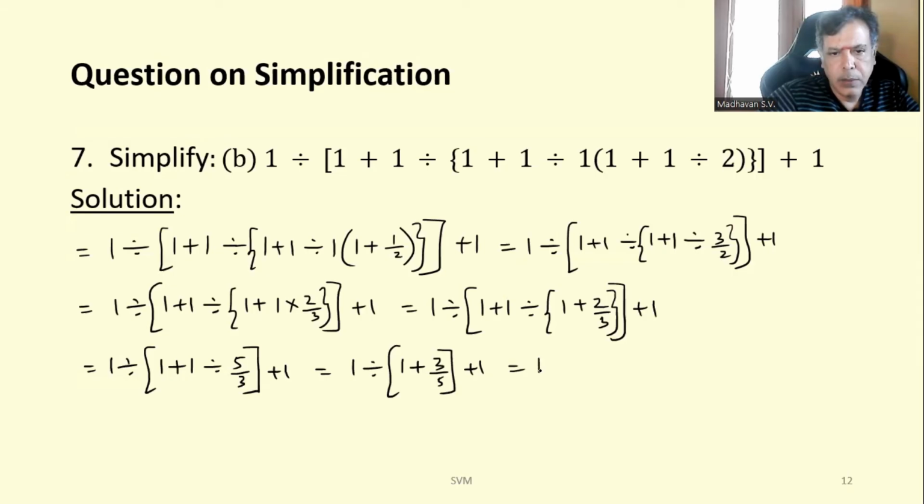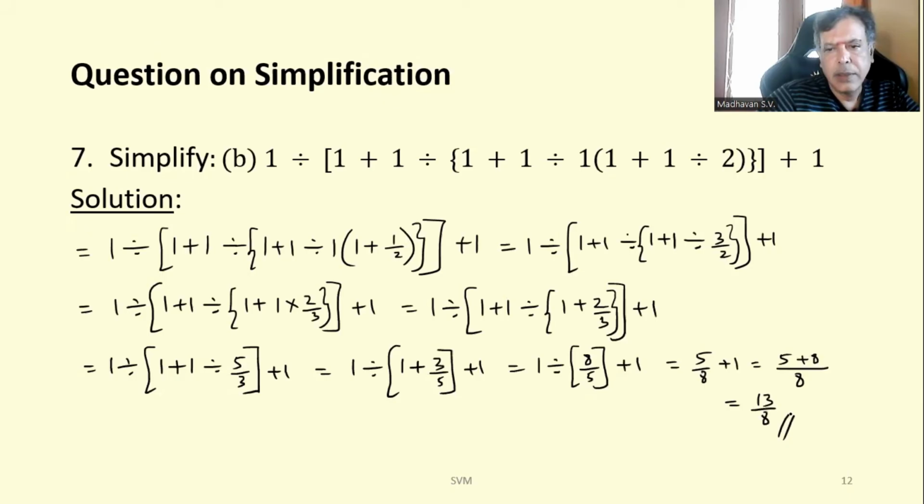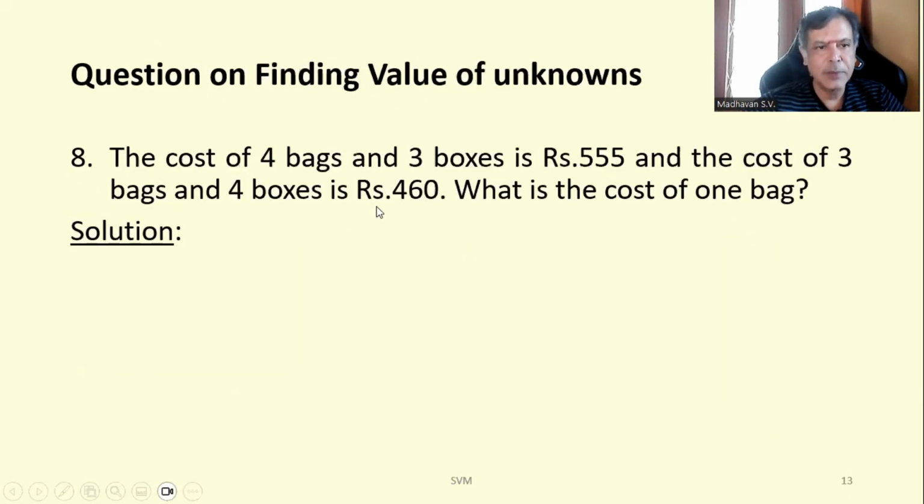So that is 1 divided by 1 plus 3 by 5, which becomes 8 by 5. 1 divided by 8 by 5 is the same as 1 multiplied by 5 by 8, which is 5 by 8, plus 1. So here we get 5 plus 8, which is 13 by 8. So that will be the simplification of this expression. Let us move on to the next question.